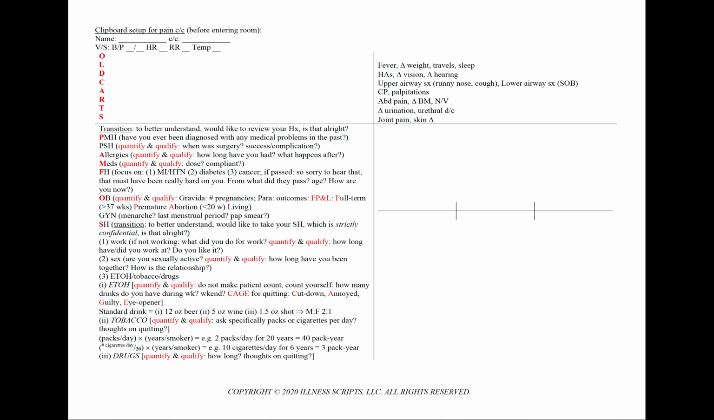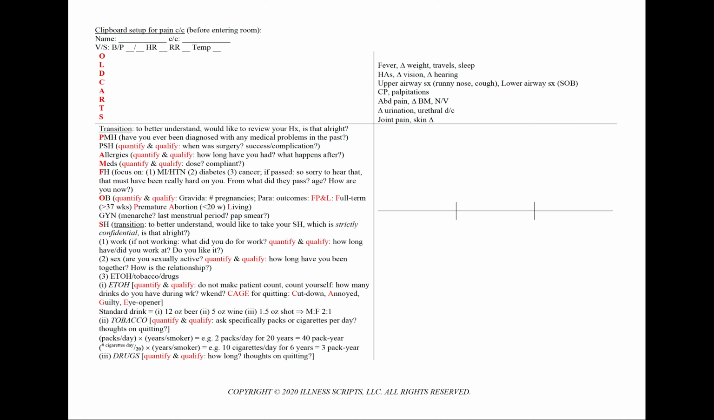For tobacco, we want to ask specifically how many packs or cigarettes per day, and then qualify with any thoughts on quitting. Although the calculation for pack years is not necessary, it's included here. If we're given the packs per day, we'll multiply that by the years that they've been a smoker. For example, 2 packs a day for 20 years would give them a 40-pack year. Or if we're given the cigarettes per day, we divide the cigarettes per day by 20 and multiply that by years that they've been smoking. So 10 cigarettes per day divided by 20 for 6 years gives us a 3-pack year.